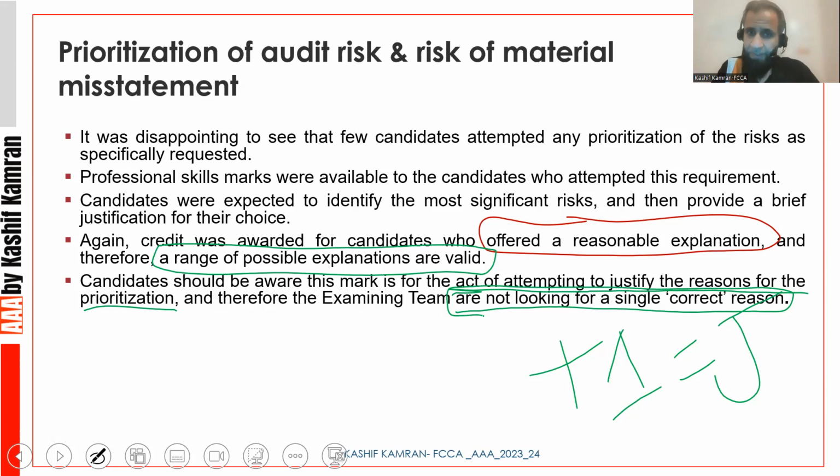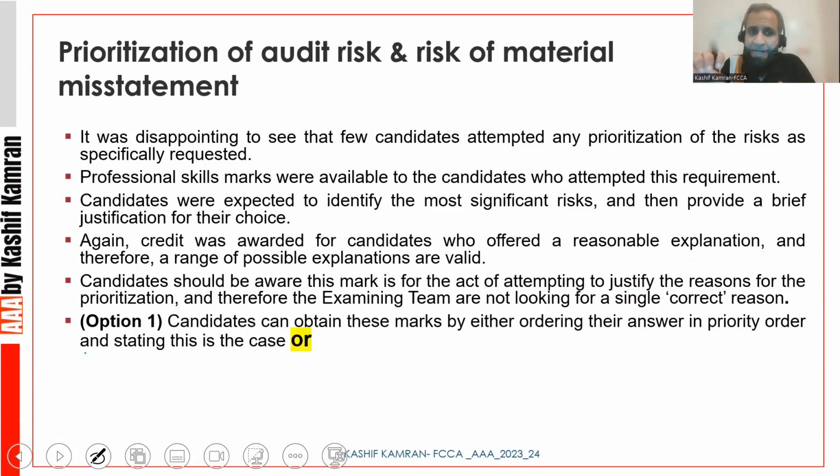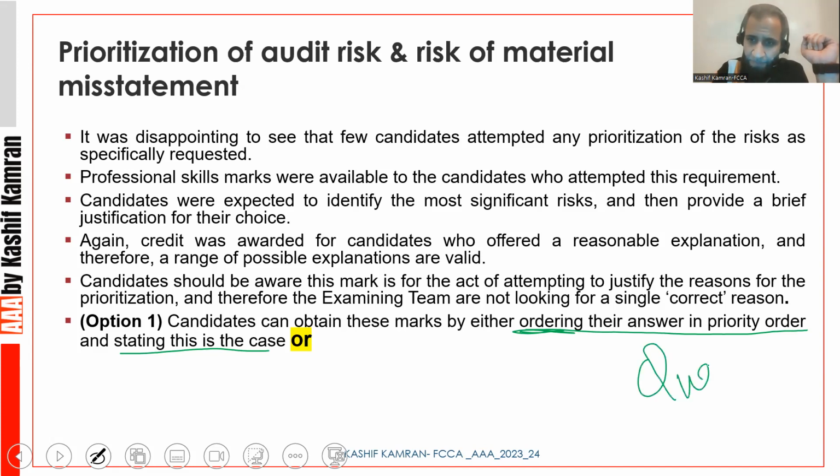So that's the fifth point. Let's move on and see what examples there are of the reasons, the act of attempting to justify the reason. Okay, bullet number 6, option 1. Candidates can obtain these marks, the marks for evaluation and judgment, either by ordering their answer in priority order. So you write your answer in priority order and state that this is the case. You give a conclusion that you have written your risks in the order of priority. Priority means quantitative.